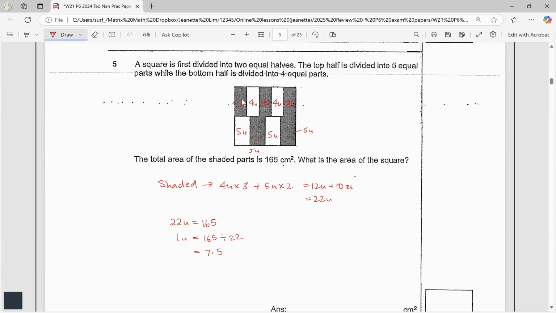You are looking for the area of the whole square. That would be 20 units times 2, 40 units. So 40 units would be 40 times 7.5. Okay, and then you get 300. That's how we get the area of the whole square.